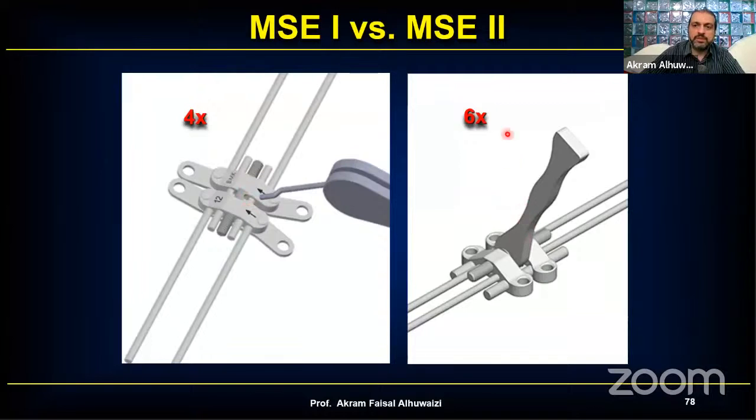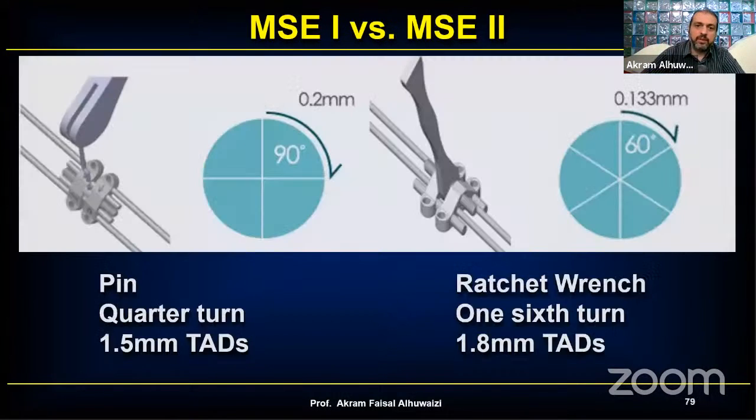The newer one, the MSC2, has a hexagonal screw in which you would use a wrench like this one. And this one, the wrench is used to open just once. It takes 6 turns to make a full turn. So that's the difference between them. The MSC1 actually opens 0.2 millimeter, and the MSC2 opens up only 0.133 millimeter. This is important to know because during activation, we would open 2 turns of this one and opposing 1 turn of this one, because this is hexagonal.